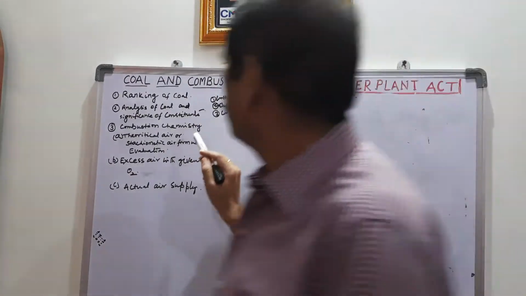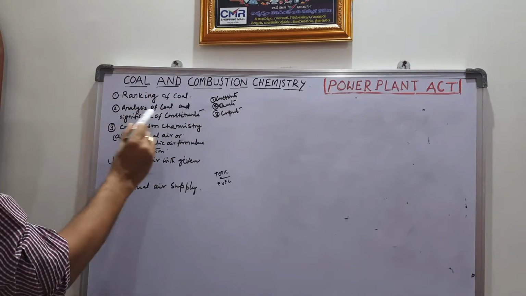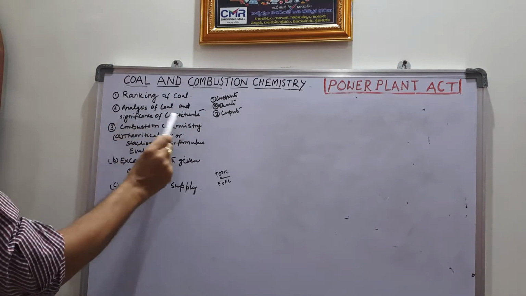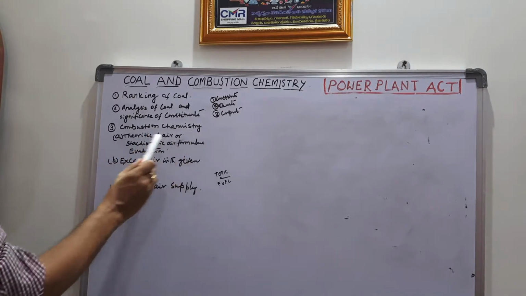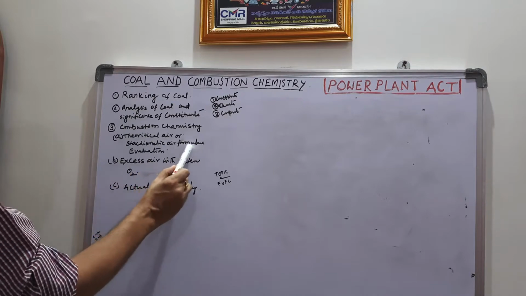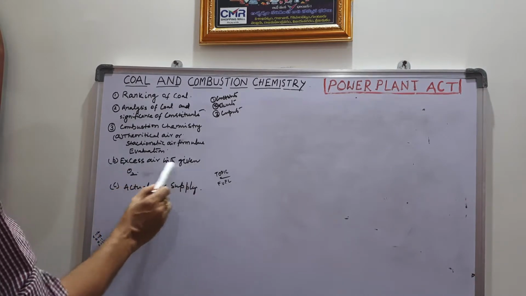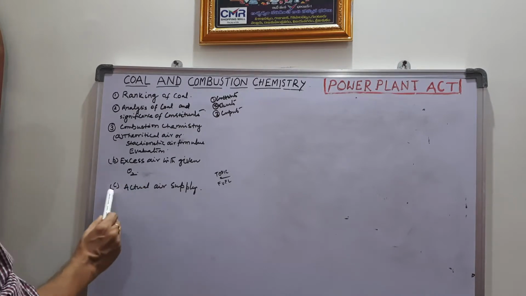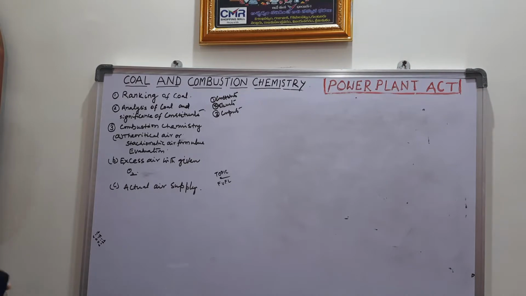Number one is ranking of coal. Number two, analysis of coal and significance of constituents. Number three, combustion chemistry. Under this, theoretical air or stoichiometric air formula evaluation, and excess air with given oxygen and actual air supply needed. These are the topics we will discuss.